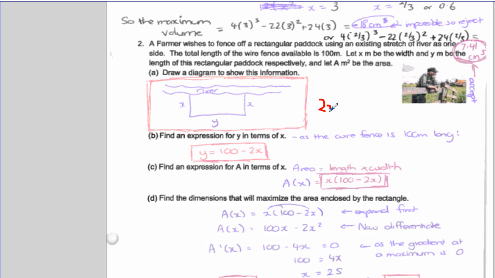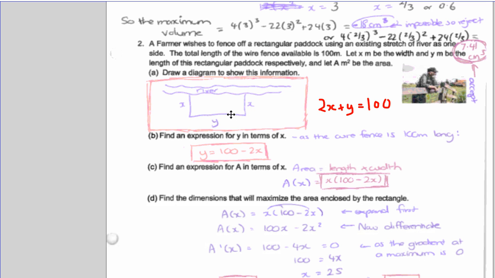So 2x plus y equals 100. Good thing to write down to begin with, because the whole fence is 100 meters long, and the fence from the diagram has 2 x's and 1 y. So for an expression in terms of y, you could just rearrange this. To make it y equals, you would subtract 2x from both sides. So y equals 100 minus 2x. So that's the answer here, an expression for y in terms of x. We can still call this x and this x, but instead of calling this y, we can now call this length 100 minus 2x.